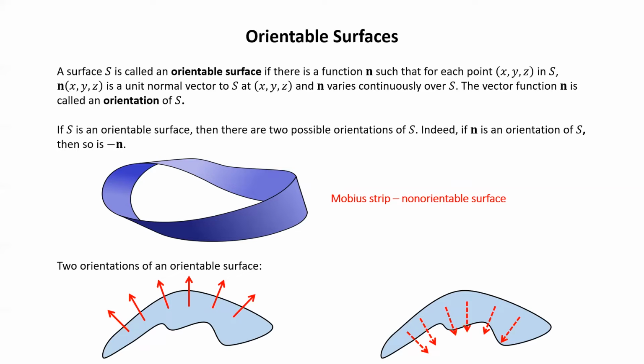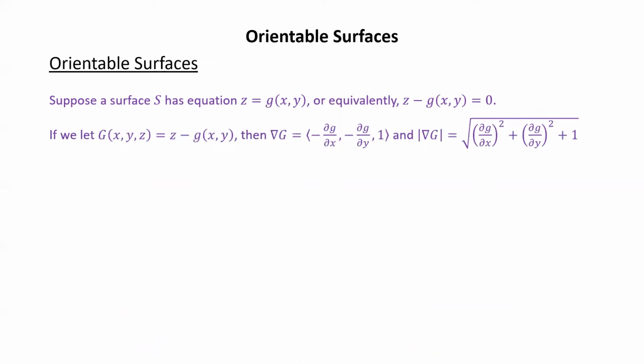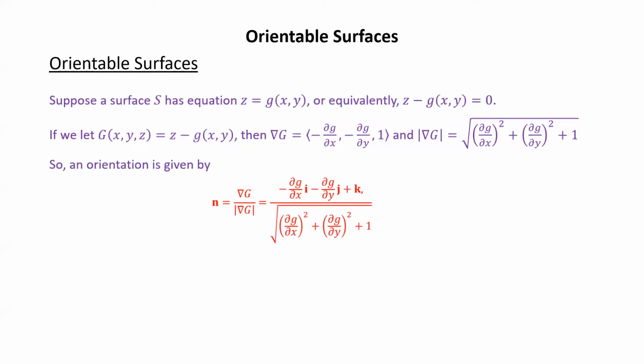Suppose a surface S has equation z equals g of x, y, or equivalently, z minus g of x, y equals 0. If we let capital G of x, y, z equals z minus little g of x, y, then the gradient of capital G is the vector with components negative partial of g with respect to x, negative partial g with respect to y, 1, and then the length of that gradient is therefore the square root of the square of partial g with respect to x plus the square of partial g with respect to y plus 1.